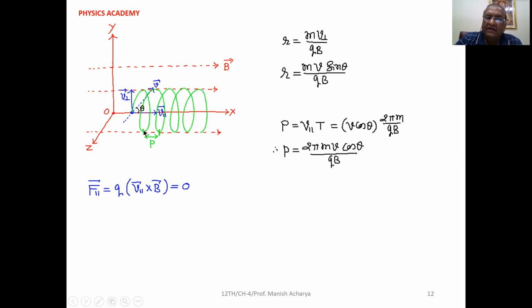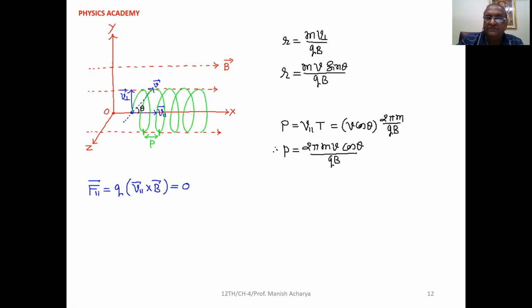Now, when this particle completes one revolution in the magnetic field, during that revolution, it will be translated in the direction of the field, because in the direction of the field there is no force. So it is moving with constant velocity v parallel. So some horizontal distance is traveled by it. So the distance traveled in the horizontal direction during one revolution is called pitch.